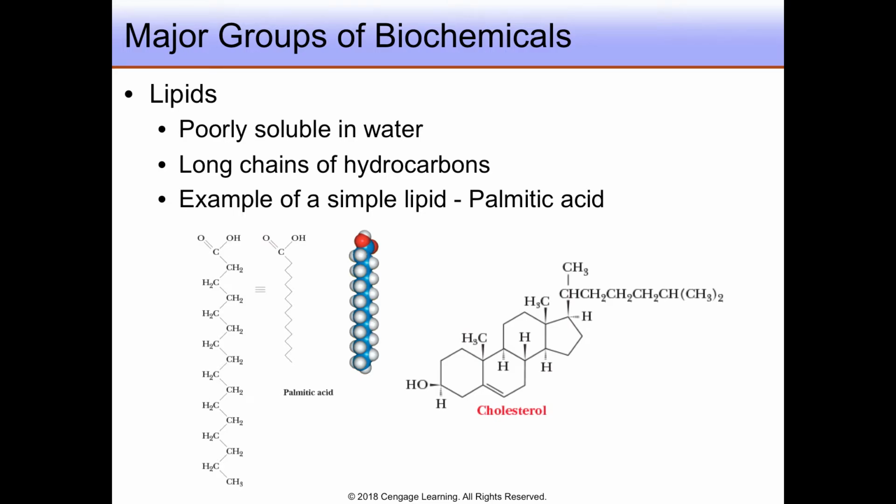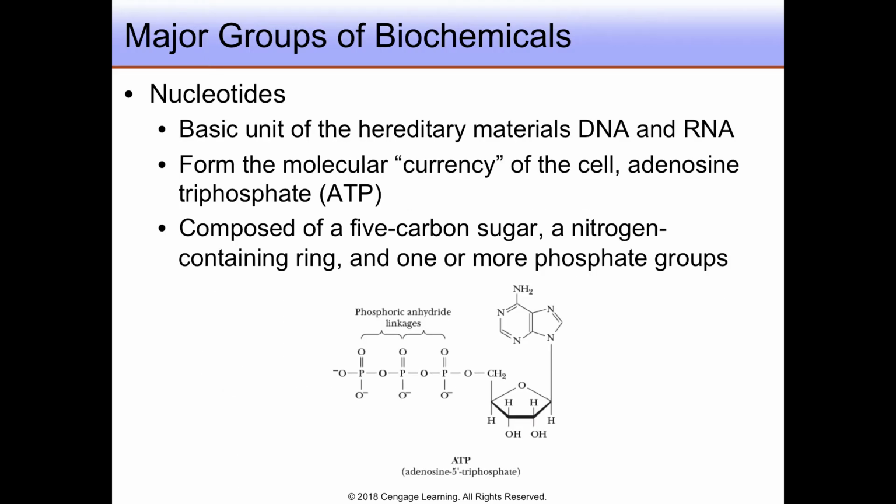As you can see from the example of palmitate shown here, they most often have long hydrocarbon chains, or they may resemble cholesterol with its fused ring structure. Nucleotides are the basic unit of the hereditary materials DNA and RNA.